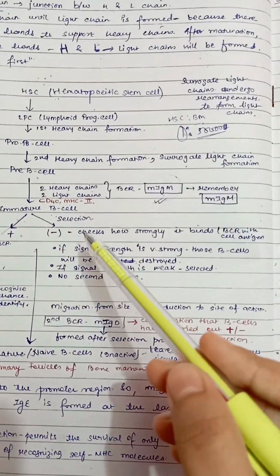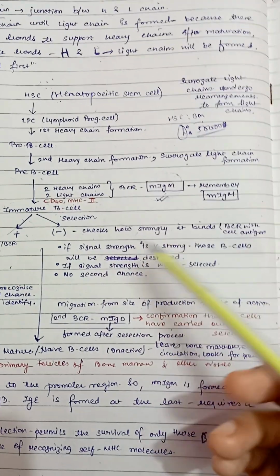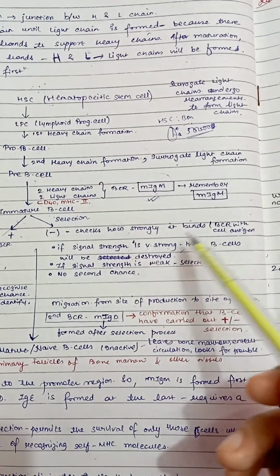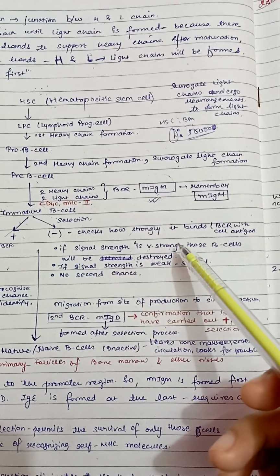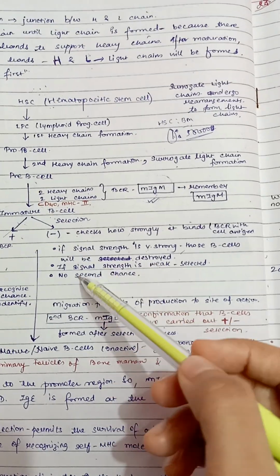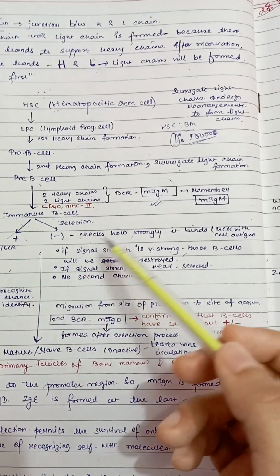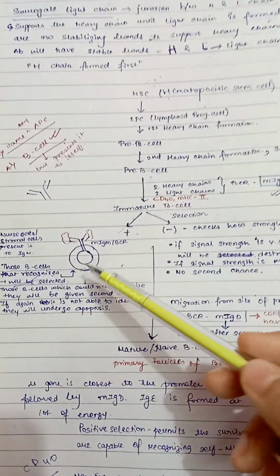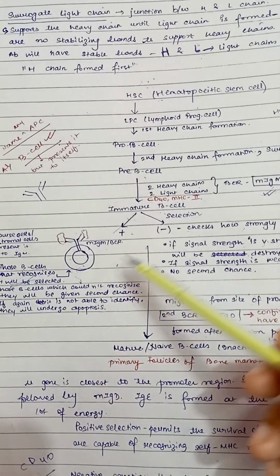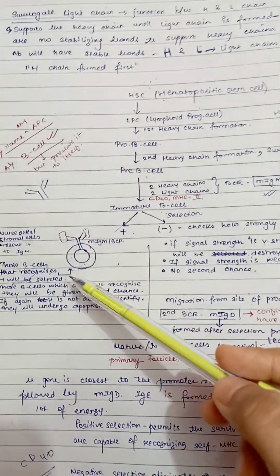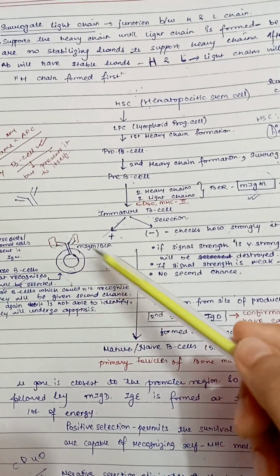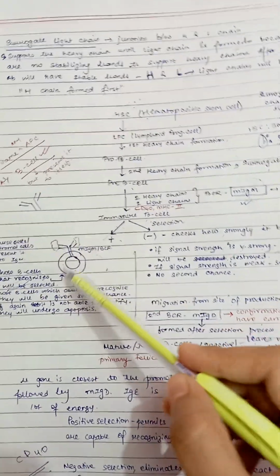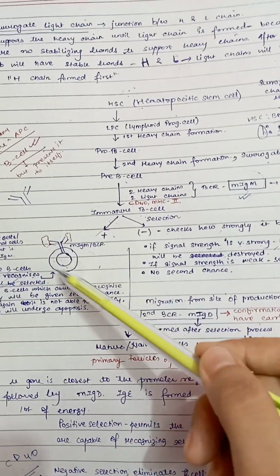In negative selection, it will check how strongly the cell binds. If the signal strength is very strong, those B cells will be destroyed, and those whose signal strength is weak will be selected. Here there is no second or third chance, whereas in positive selection you can get a second chance. After that, the B cell will undergo apoptosis. What is apoptosis? Apoptosis is programmed cell death, and the cell will be killed on its own.